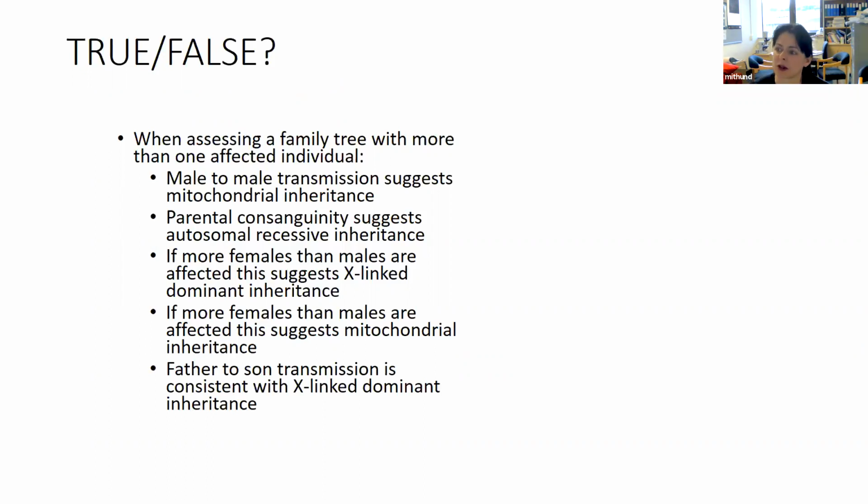So again, male-to-male transmission suggests mitochondrial inheritance. Well, this would be false, because if we have male-to-male, we talked about it's either autosomal dominant or Y-linked. With mitochondrial inheritance, we're talking about going through the maternal line. With parental consanguinity, autosomal recessive, yes, because you're decreasing the gene pool, so increasing the likelihood of rare alleles coming together. More females than males suggests X-linked dominant, yes, but it's very, very rare. More females than males, mitochondrial, no, so you'd expect equal numbers. And father to son, X-linked dominant, again, no, it would typically be autosomal dominant or Y-linked inheritance.